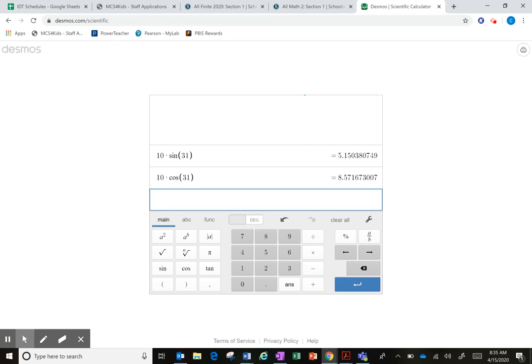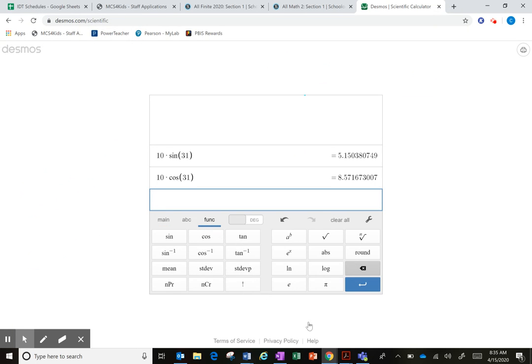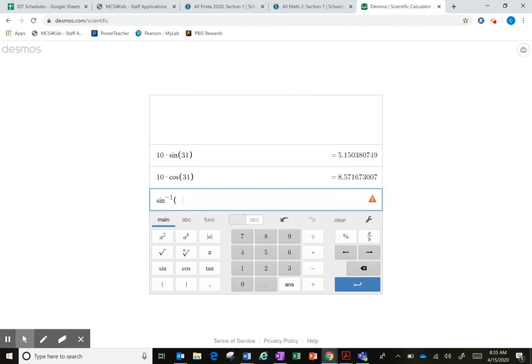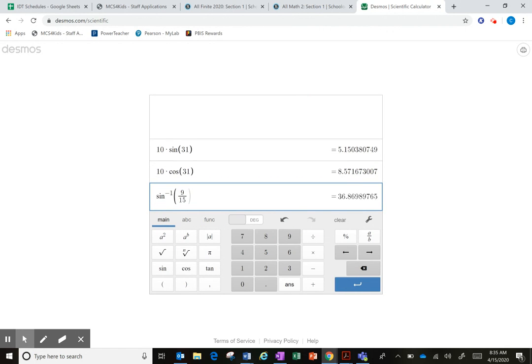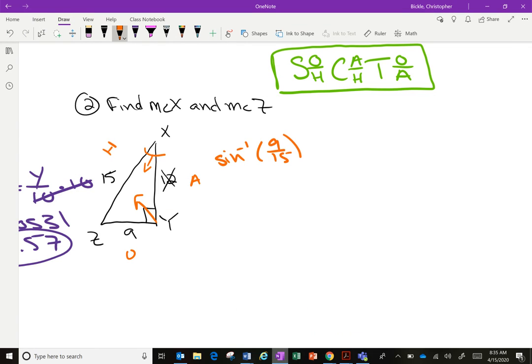If you jump to your calculator here, go to functions, inverse sine, 9 divided by 15, 36.86. So I'm going to go ahead and call that 37 degrees. Okay, guys, we're going to round to the nearest whole degree. So the measure of angle x is equal to 37.